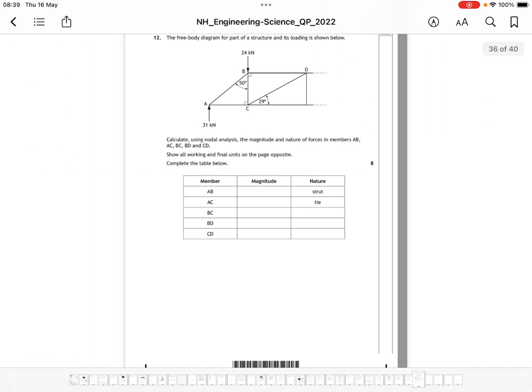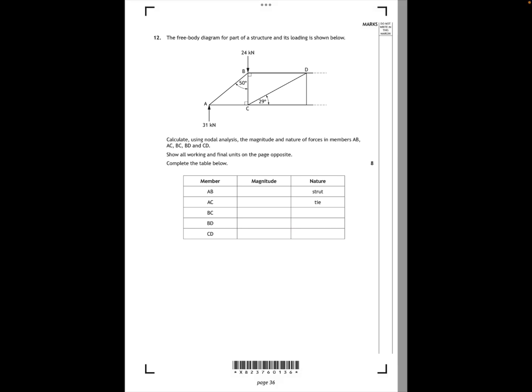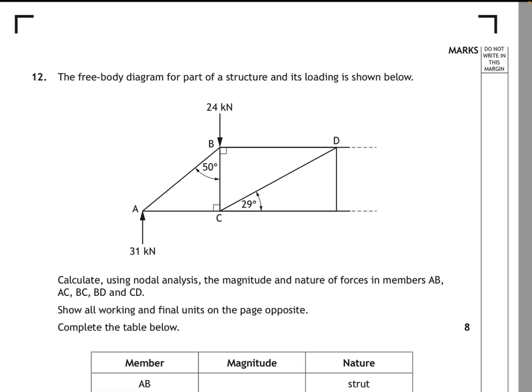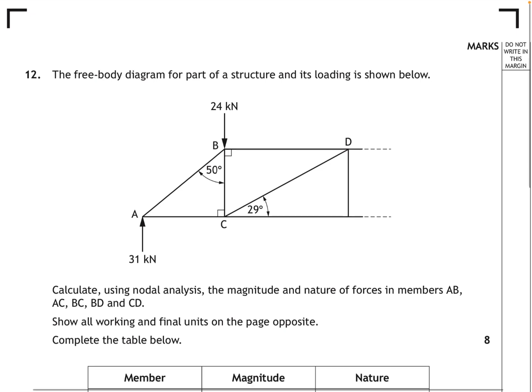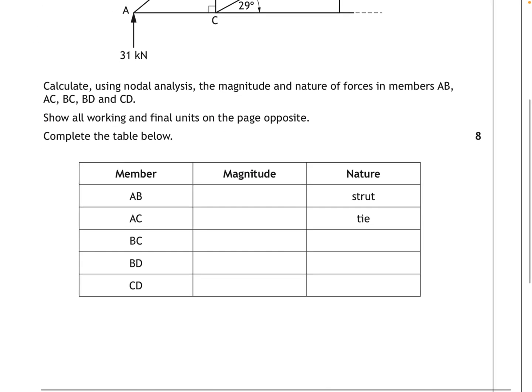This is question 12 from the 2022 Higher Engineering past paper. Here we're shown a free body diagram, part of a structure, and its loading. So we've got a 31 kilonewton load heading up at node A, and a 24 kilonewton load acting down on node B. The question asks us to calculate, using nodal analysis, the magnitude and the nature of the forces in members AB, AC, BC, BD and CD.